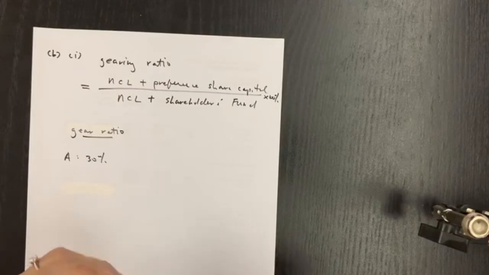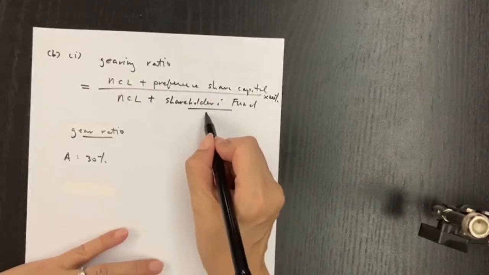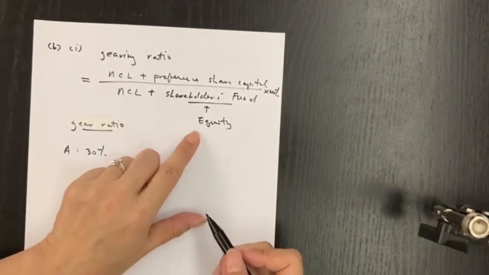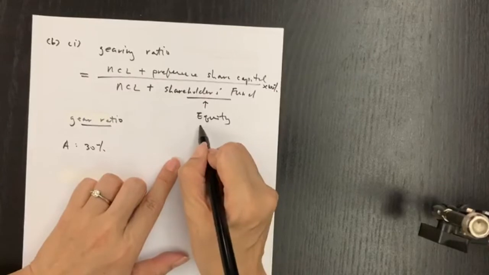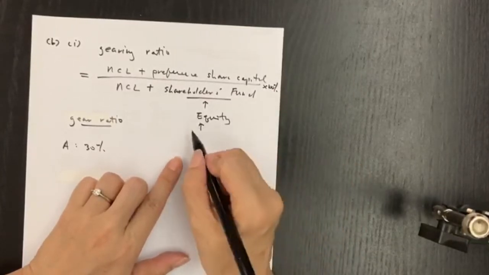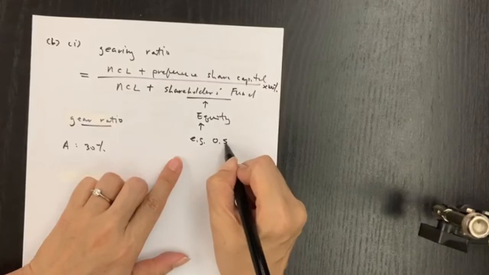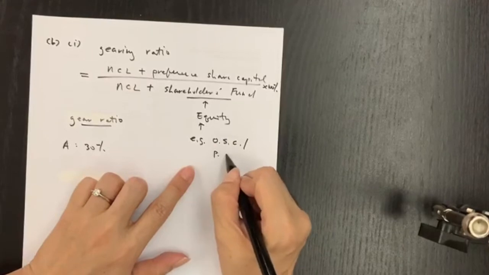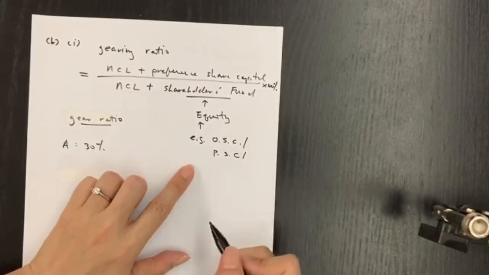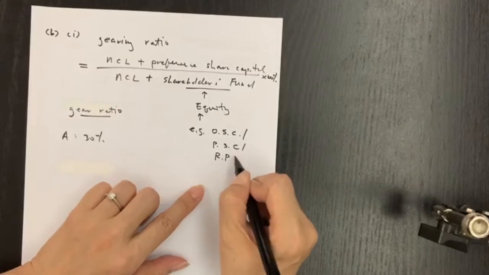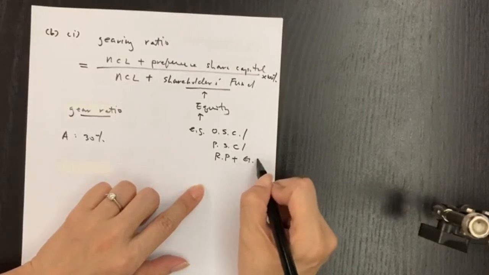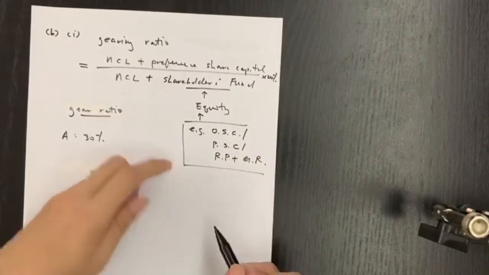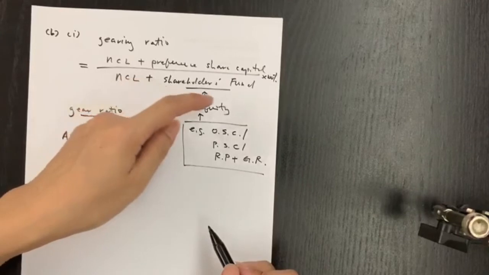Okay, so let's look at this. What is shareholders fund? Shareholders fund is same as equity, right? And equity is also the capital for a limited company. Let's break down shareholders fund or equity into what? We have ordinary share capital. And also we have preference share capital. And then we have retained profits, plus general reserve. So very often we have these 4 things for equity or for shareholders fund.